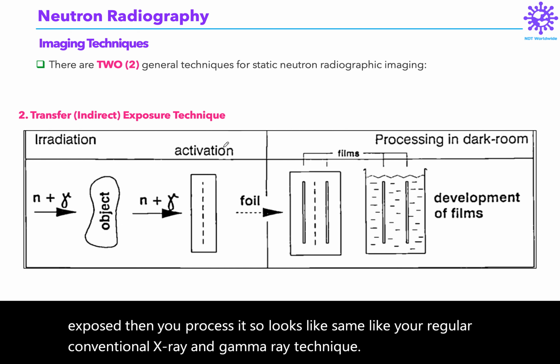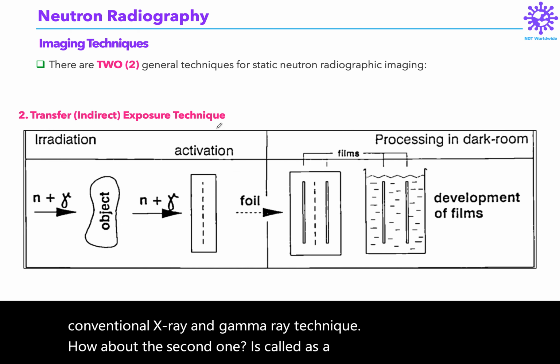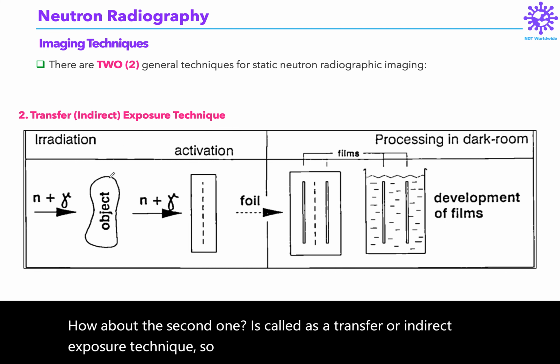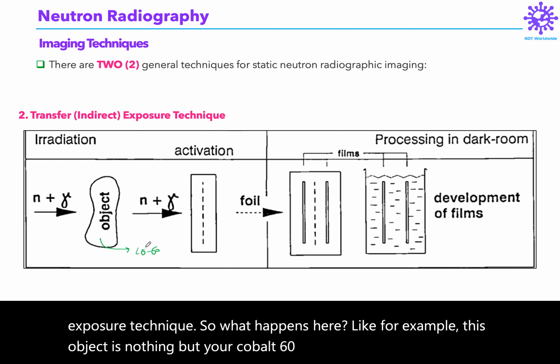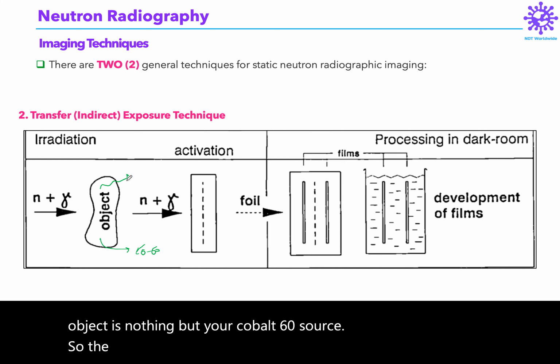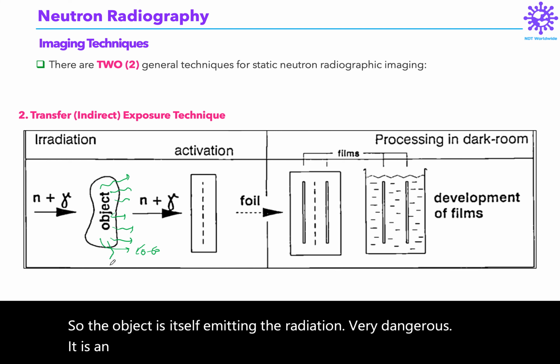The second one is called the transfer or indirect exposure technique. What happens here, for example, this object is nothing but your cobalt 60 source. So the object is itself emitting the radiation, very dangerous. It is a radioactive isotope. So what happens?